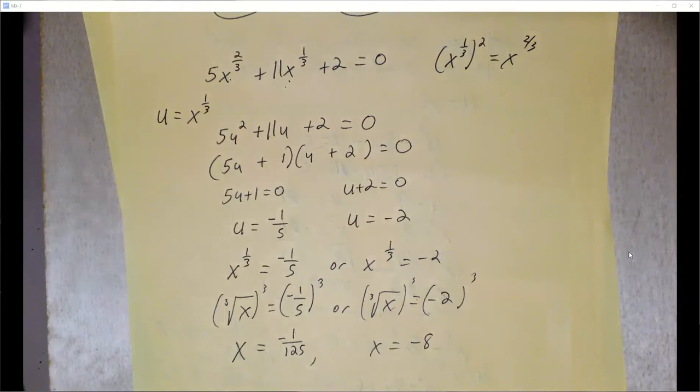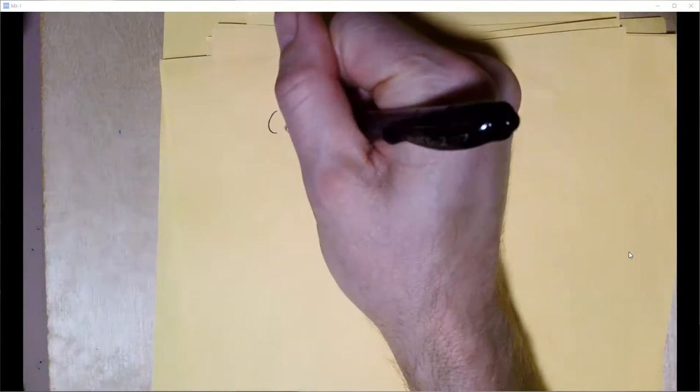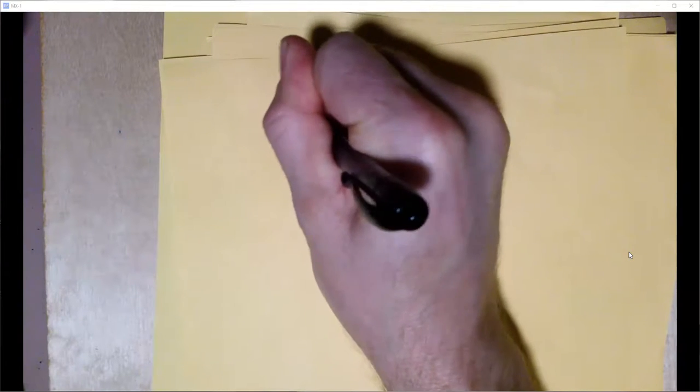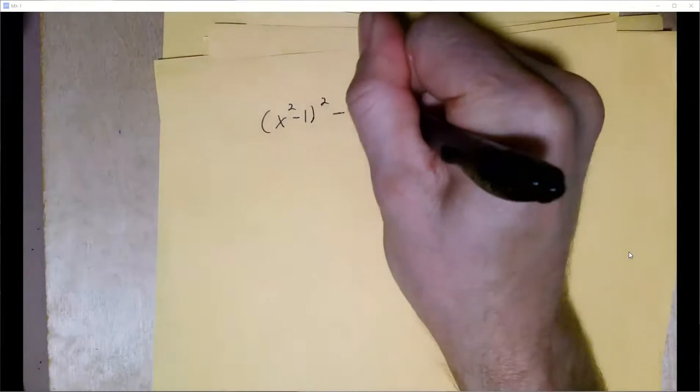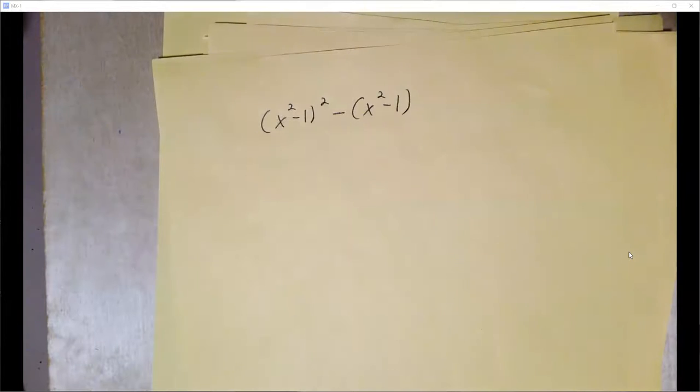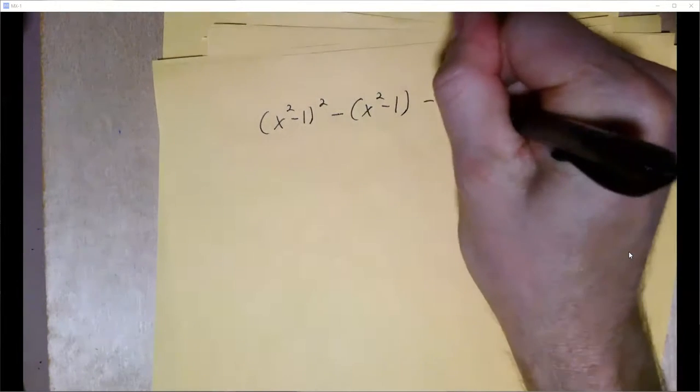Maybe do one more problem just to see what's going on here. Say, let's see, how about x squared minus 1, squared, minus x squared minus 1, minus 2 equals 0.